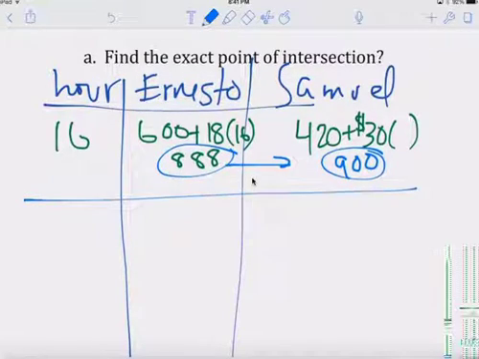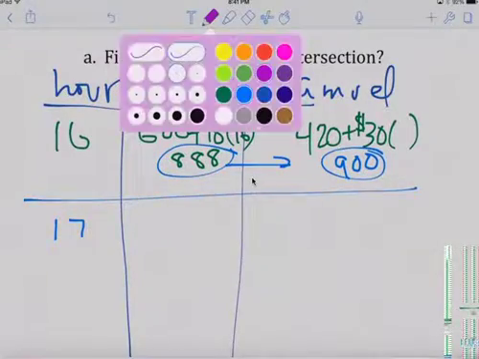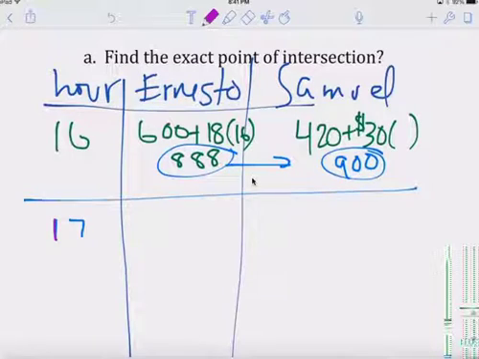Okay, 16 is okay. So it can be 15 or 14. Let's try, or 17 or 15. This is so close. Let's try 17. See what happens to the numbers. Okay, 17. 600 weekly plus 18 times 17.